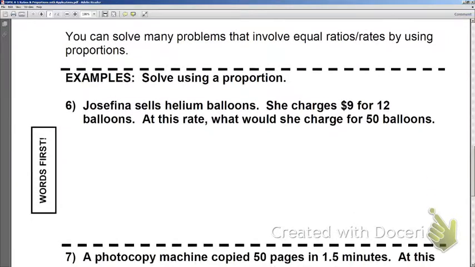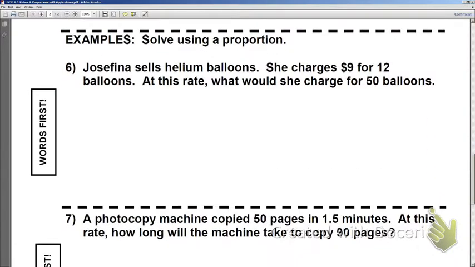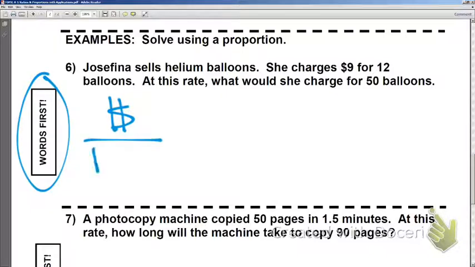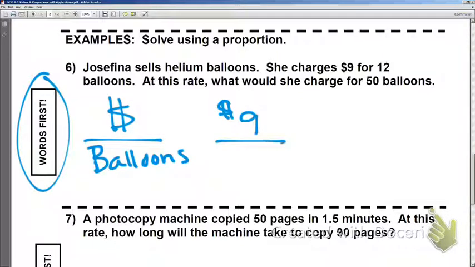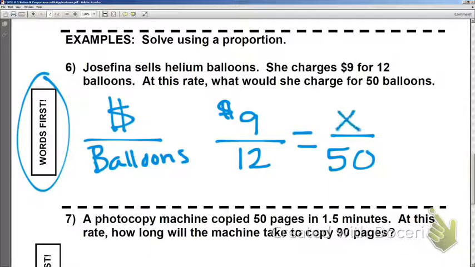You also might have word problems, and you can do the same thing, just you have to set up your own proportion. So in example 6, it says Josephina sells helium balloons. She charges $9 for 12 balloons. So over here I put words first. So our words would be dollars over the number of balloons. So we have $9 for the first ratio over 12 balloons. So for 12 balloons it costs $9. At this rate, what would she charge for 50 balloons? So on my second ratio, I need to put 50 on the denominator, x on top, because we're trying to figure out how much it cost for 50 balloons.